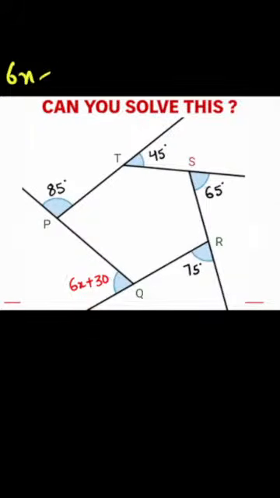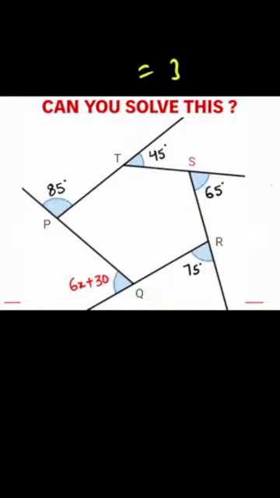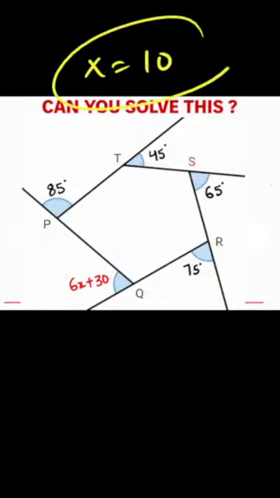So you just need to add all of them: 6x plus, yes, pentagon, you are right, Sahil is here, 45 and 65 plus 75. We'll add them together and equate it to 360 degrees, you'll form an equation, and on solving that equation you'll get the value of x as 10. Yes, Muskan, you are right. Thanks for the explanation. Sahil, you are also right.